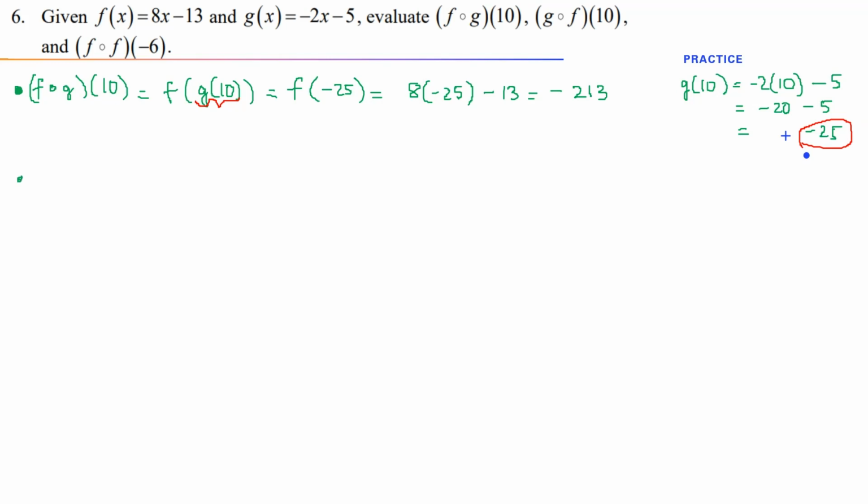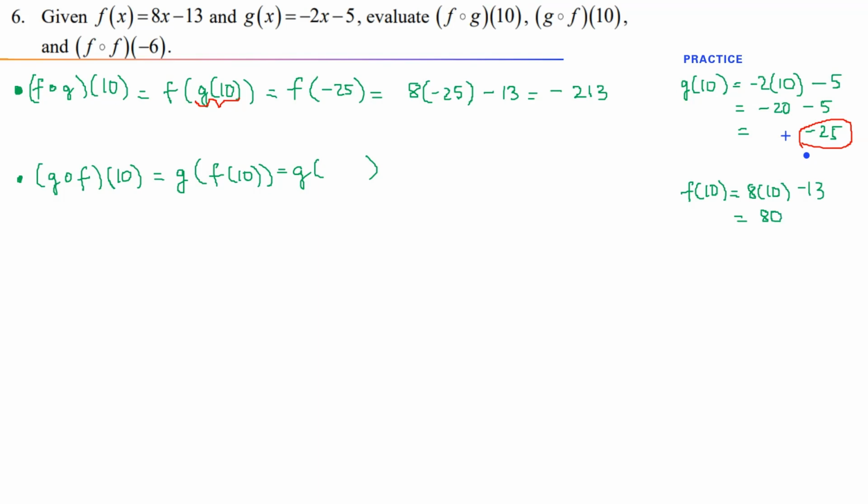Okay, so the next one is g of f of 10. Now we have g outside, okay, f of 10 inside. What is f of 10? We have to find what is f of 10. So f of 10 will be equal 8 times 10 minus 13. That is 80 minus 13. That will be 67.